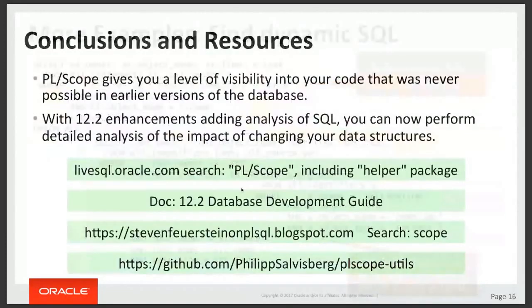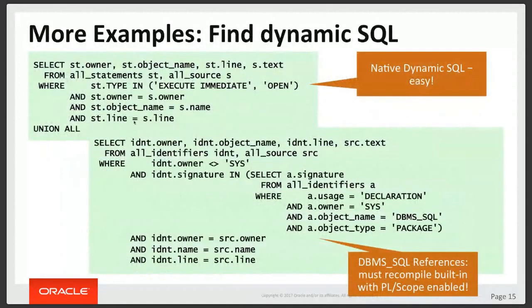I had mentioned how you can also find dynamic SQL. So here's an example of that. In this case, I'm going to do 2 things. First, I'm going to just say find all the statements in my code that have type execute immediate or open. So these are the 2 statements that you can use to do dynamic SQL natively in your code. I can execute immediate a drop table, execute immediate a select statement. I can also say open a cursor variable for a dynamic SQL statement. So this is my native dynamic SQL search.